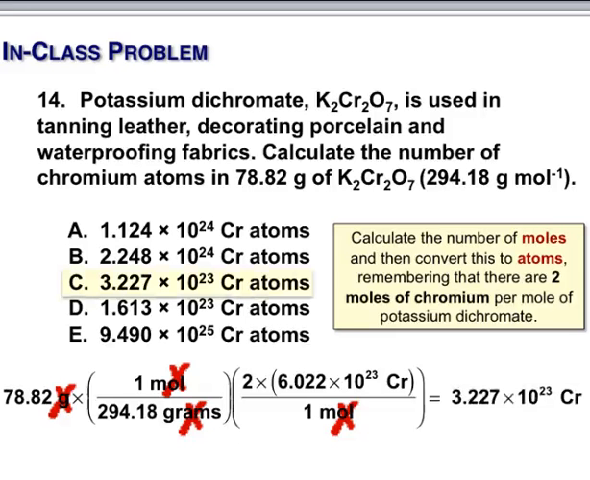Figure up how many moles you have. That's this one. Every mole has 6.02 times 10 to the 23rd. And there are 2 chromiums per dichromate.